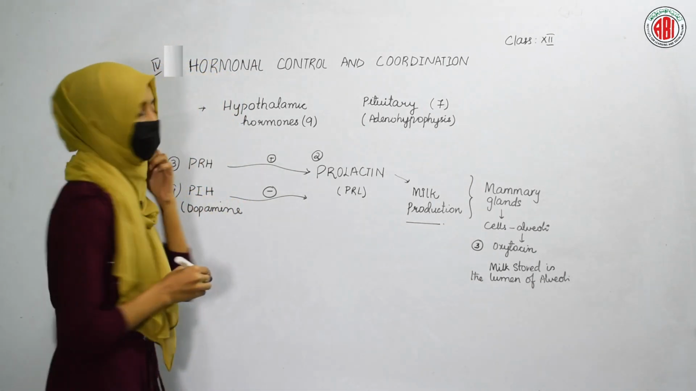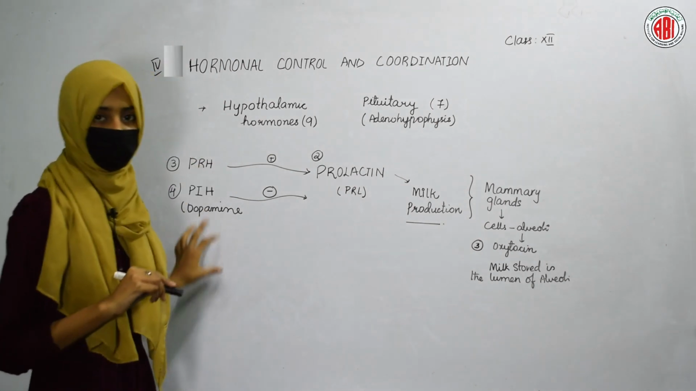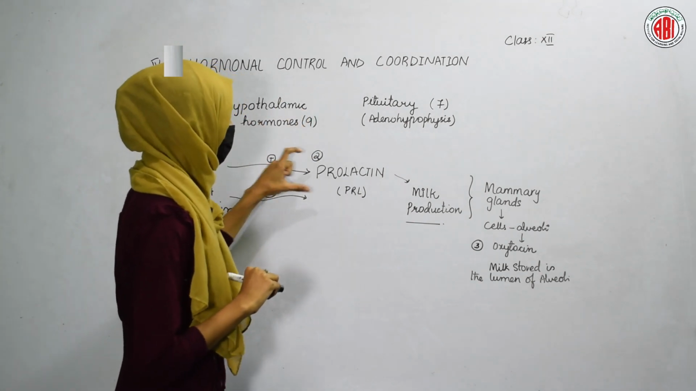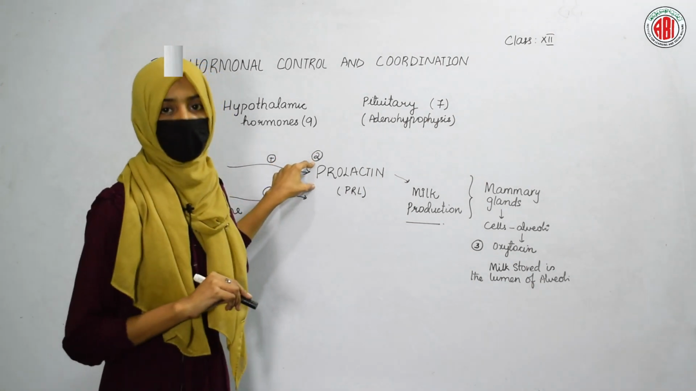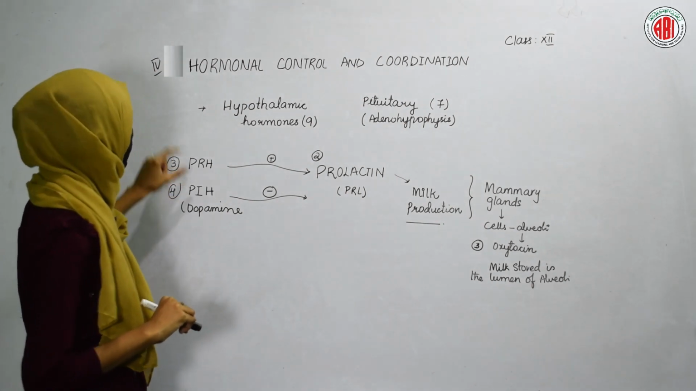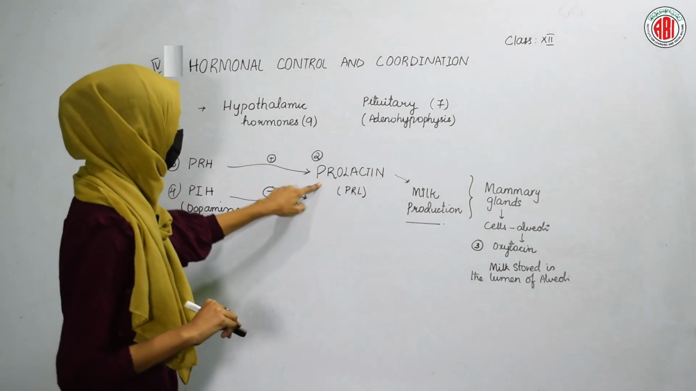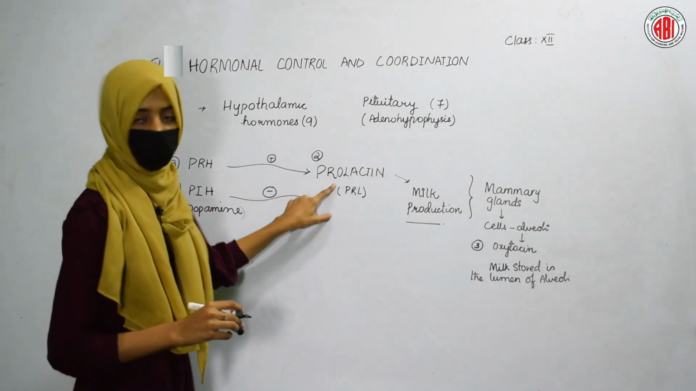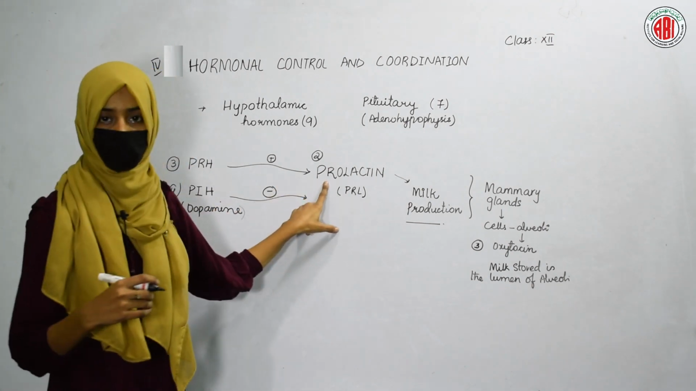Okay, so the other hormones that are released by the hypothalamus are again a releasing and an inhibiting hormone. Here, in the pituitary gland, one hormone is responsible for milk production. That hormone is named prolactin. So prolactin releasing hormone and prolactin inhibiting hormone are the hypothalamic hormones. This PRH shows the positive effect on prolactin, and PIH, which is also named dopamine, shows the negative effect on prolactin. When the prolactin releasing hormone is released, it stimulates the secretion of prolactin.